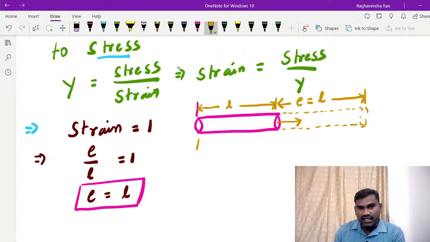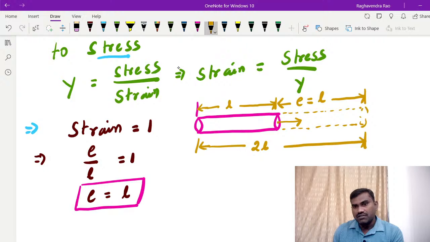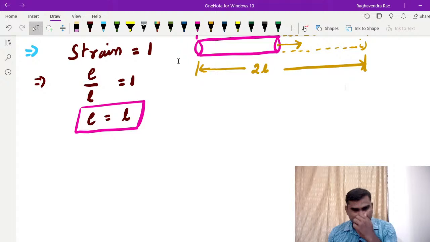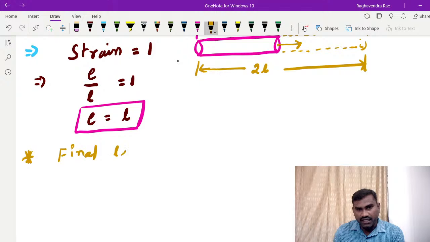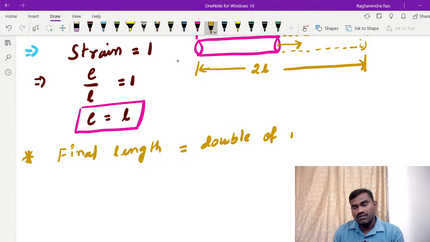That means the length of the wire becomes 2L. That means the final length of the wire became double. So theoretically they asked the question, what happens when Young's modulus is numerically equal to stress? What is the point we need to take? Final length: that means Young's modulus is numerically equal to stress, final length is equal to double of its initial length.